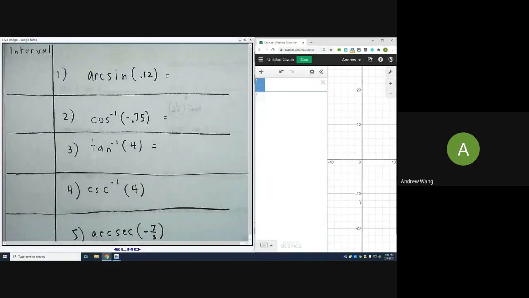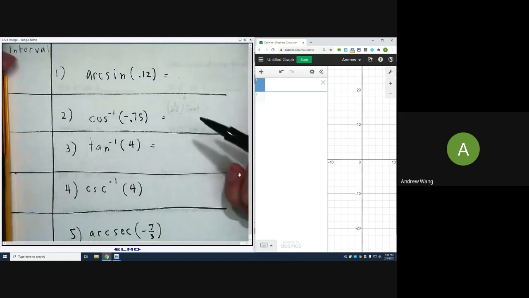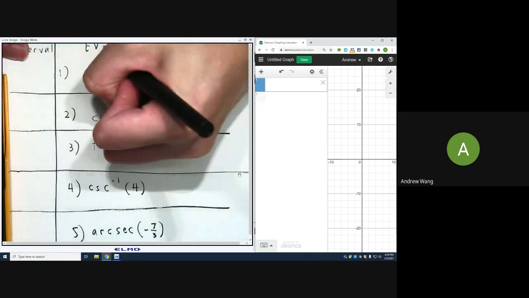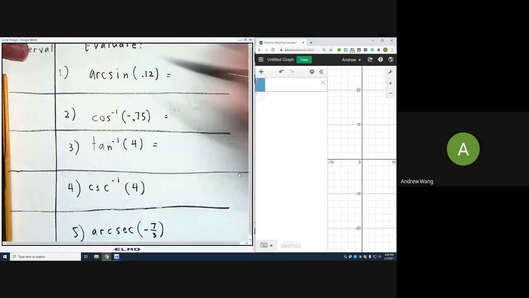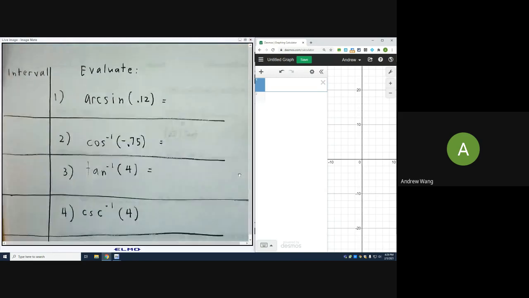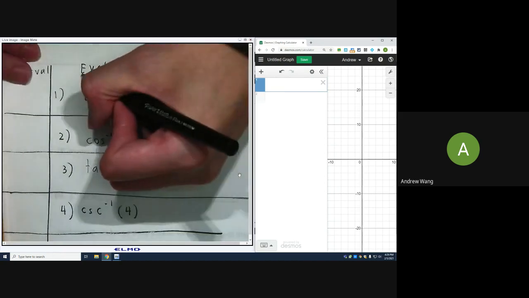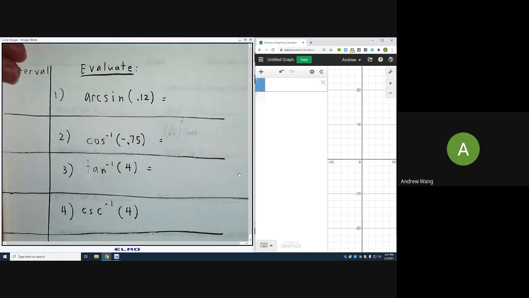Okay, hello. Today we're going to cover how to use a calculator to find inverse trig functions, solve them, evaluate them. So what we're going to be doing today is just a bunch of example problems because the lesson's not that hard. Essentially what I'm going to ask you to do is to evaluate these things. We're not going to need triangles. We're not going to need the unit circle. What we're going to use is the calculator.